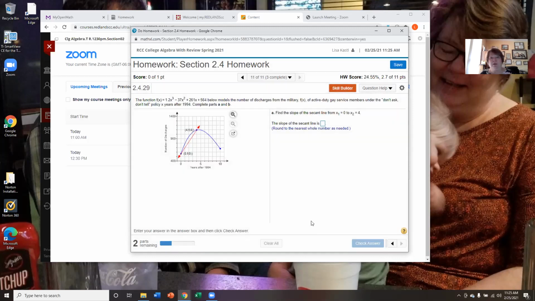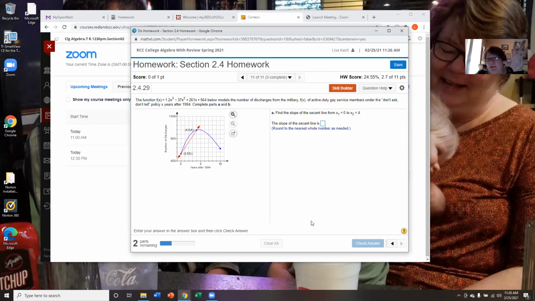All right, so this is the one I wanted to look at. The function f of x equals 1.2x to the third minus 37x squared plus 261x plus 564 models the number of discharges from the military, f of x, of active duty gay service members under the Don't Ask, Don't Tell policy x years after 1994.